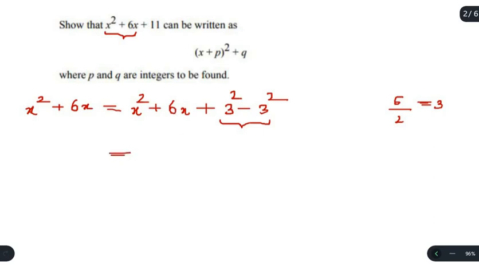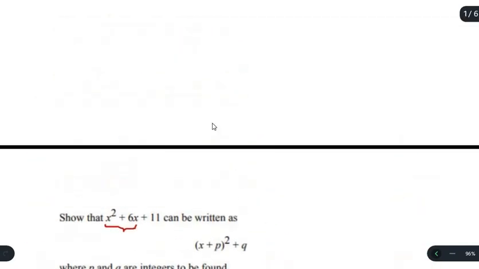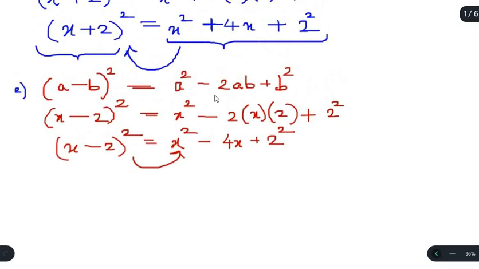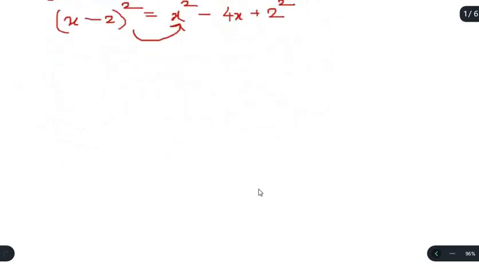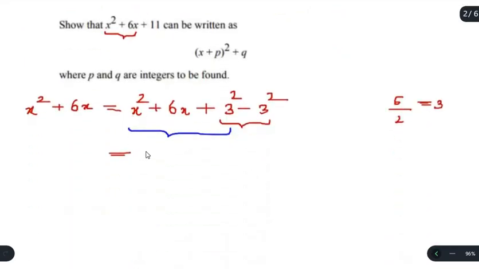Now, as explained earlier, look at these three terms: x squared plus 6x plus 3 squared. They quite resemble the format which I just showed, that is x squared plus 4x plus 2 squared, which can be written as (x plus 2) the whole term squared. So we can write it as (x plus 3) the whole term squared using the identity, and this minus 3 squared will be written as minus 9.